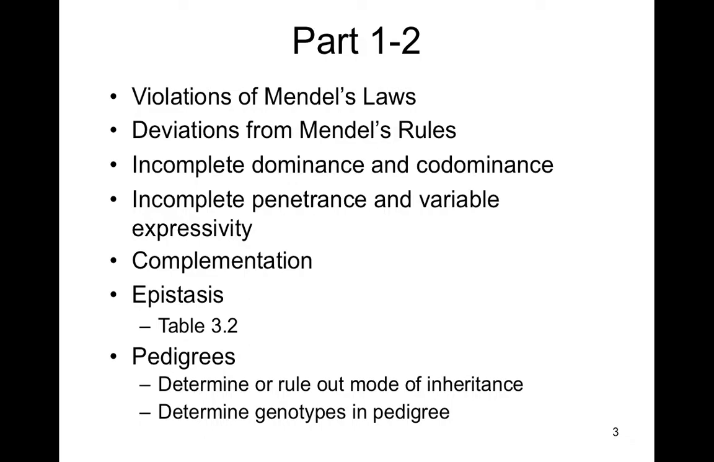Then we move on to epistasis, which is the idea that more than one gene may determine a trait. And in particular, we focus on two genes interacting to determine a trait. Our first example is complementation, which is a special type of epistasis. And here you want to remember the purple and white flowers.